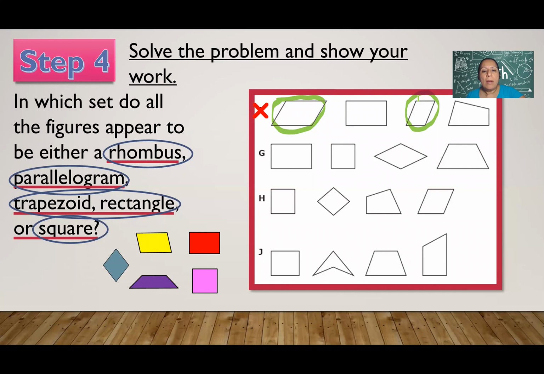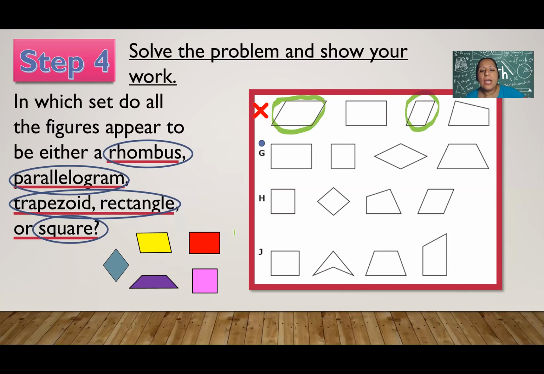Let me go to option G. In G, I have a rectangle, a square, a rhombus, and a trapezoid. All these shapes are here and none of them is repeating. So maybe this is my answer. So I'm going to put a dot there to signal that that could be my answer, but I'm not going to stop here because it could be a trick, or maybe I can find a better option. So I'm going to review all of my options to make sure I have the right one.